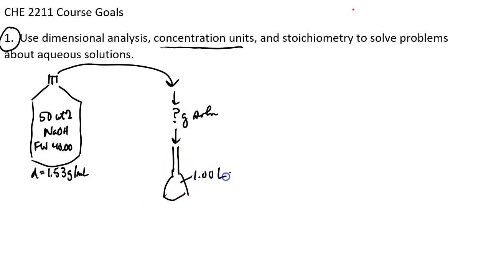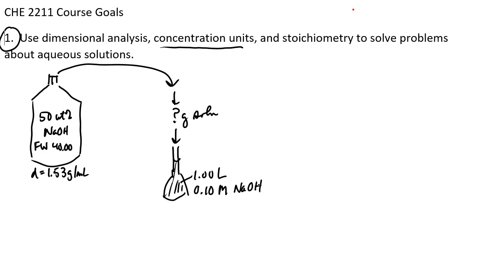So this is a 1 liter vol flask. And if I dilute to the mark with deionized water, how many grams of solution do I add to this flask such that the final concentration is 0.10 molar sodium hydroxide? So there are a lot of different ways that you could solve this problem.